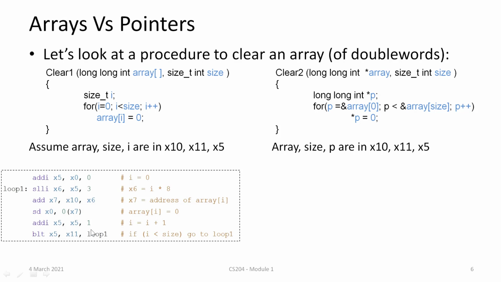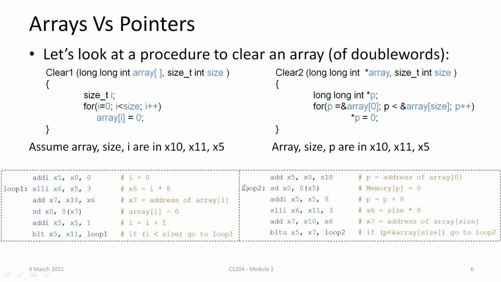Following that, we increment the value of I. This is a simple addi instruction, and this incremented value of I will be compared with the size of the array. As long as we are less than the size, we are going to loop back. So a simple straightforward for loop implementation. Now let's look at how the assembly code would look like when we are dealing with pass by reference.